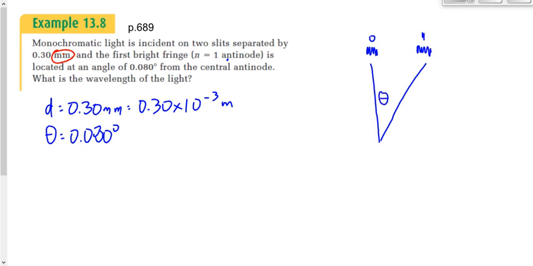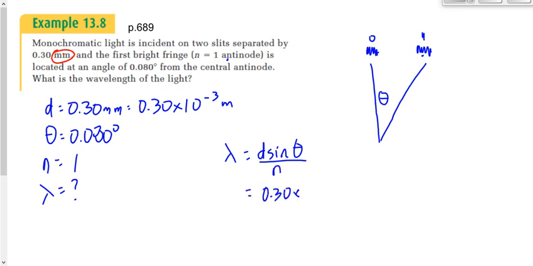What would n be there? 1 minus 0 is 1. Looking for the wavelength here. Let's use the first equation, the one that didn't have the big if beside it. D sine theta over n. D is 0.30 times 10 to the minus 3. Theta is 0.080. N is 1.